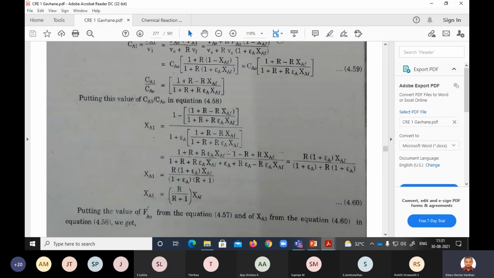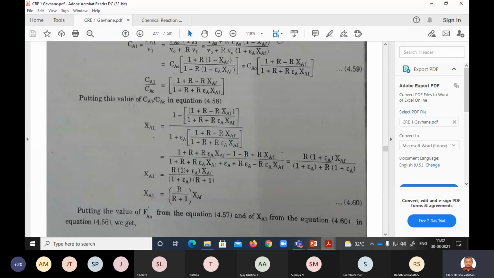So you see 1 plus 1 minus 1 cancel out, R minus R cancel out. So what is left in the numerator is R epsilon A XAF plus R XAF. So you are writing R, taking it common, 1 plus epsilon A into XAF you are writing. The denominator you see, what gets cancelled out? Nothing is getting cancelled out.